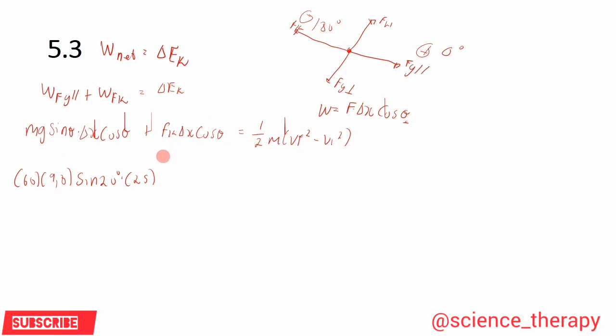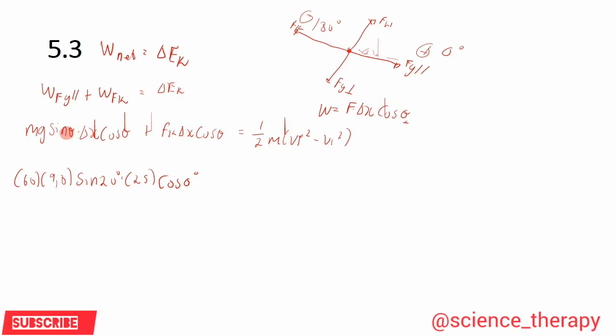Now we have our cos theta here. The theta here is the one for the direction of the force and the angle between the force and the displacement, which here we're going to have 0 degrees, since we are saying the displacement and the FG parallel are going in the same direction, so there will be no angle in between them, right? So this is 0 degrees.